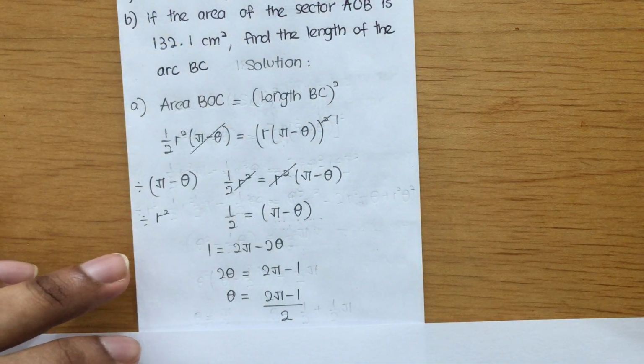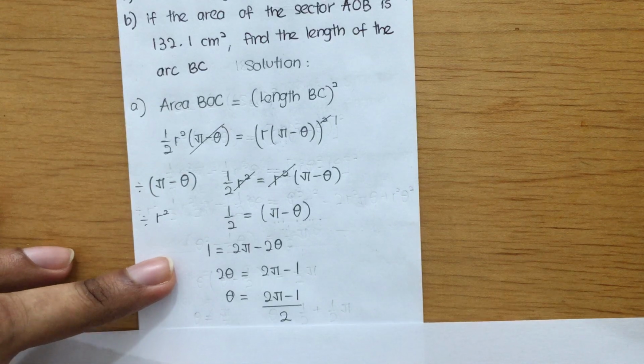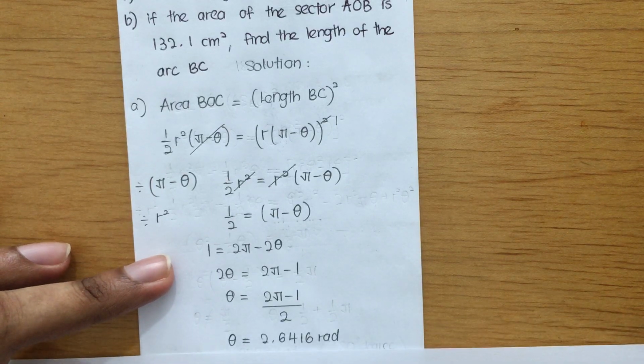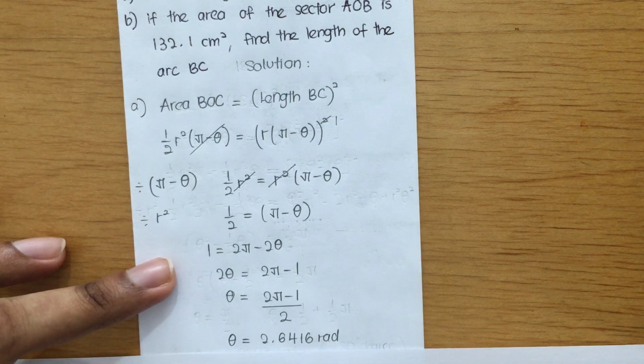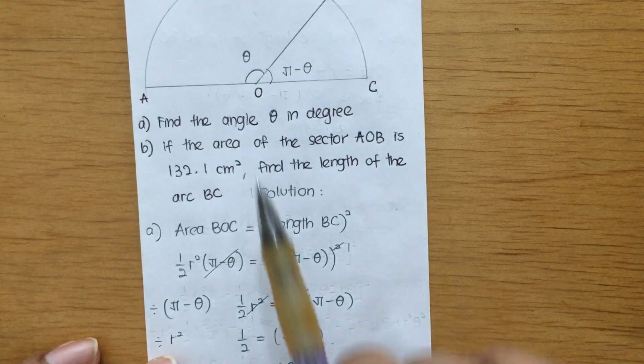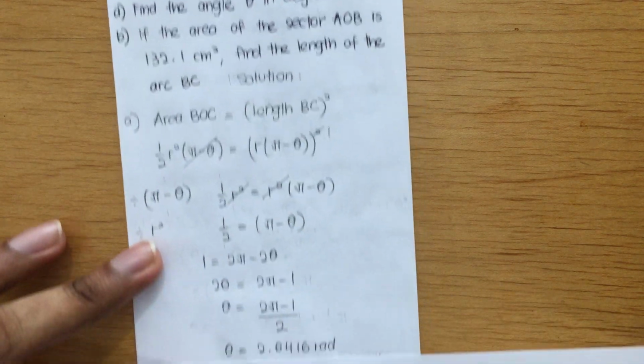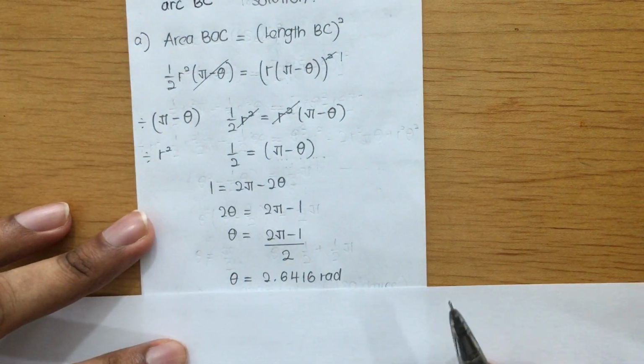Since you cannot write the whole decimal here, we will write up to 4 decimal places. So theta will be equals to 2.6416 radian. But this is not your final answer, guys. You still need to convert this into degree, since your question asks to find the angle theta in degree. So how to convert it? I will show you.